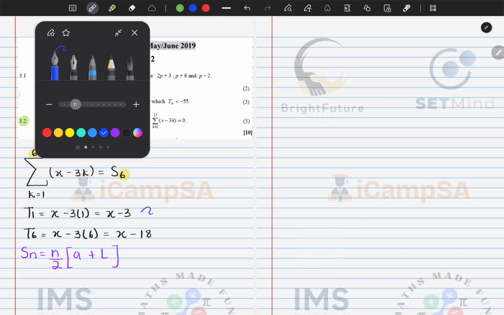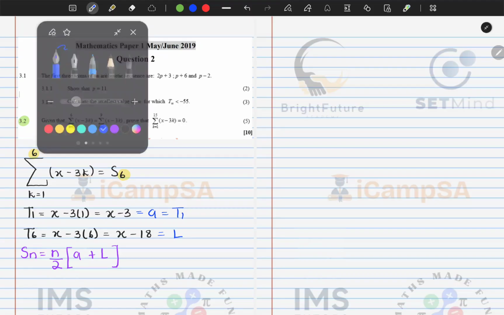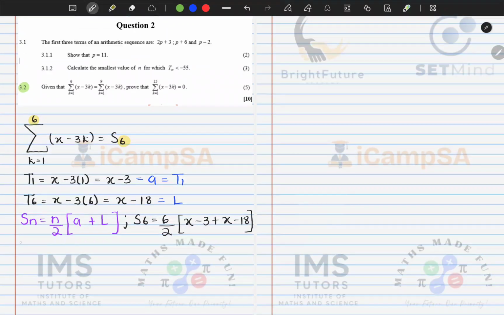So what you should be able to see is that here we have a, which is the first term, and here we have the last term of the sequence. So this means that our S6 will simply be, we have 6 terms divided by 2, and we'll have x minus 3 plus x minus 18, like that. So that is what we have.